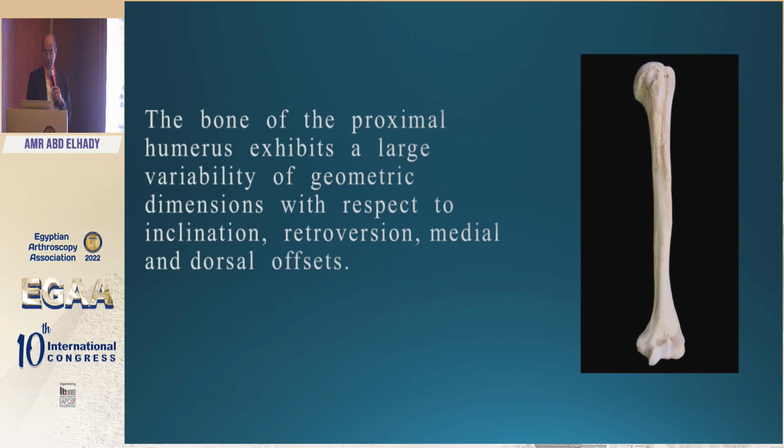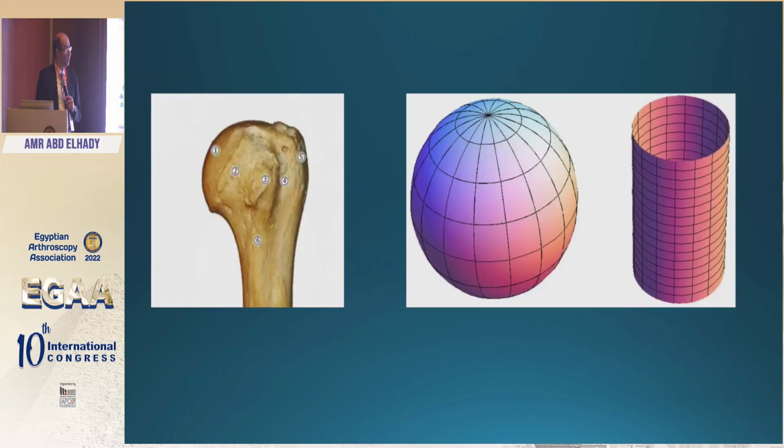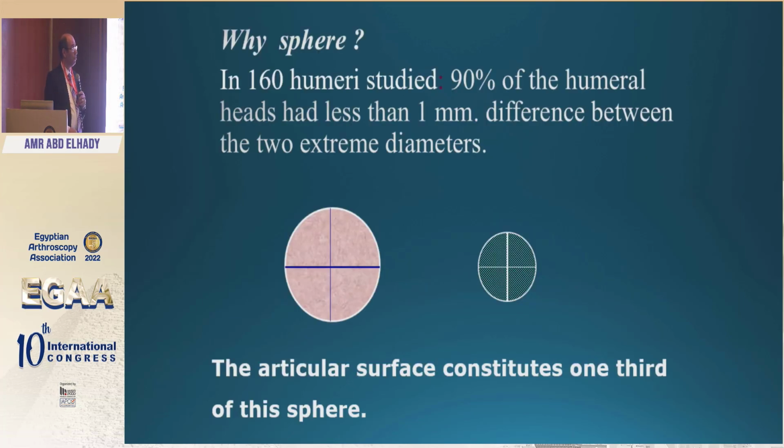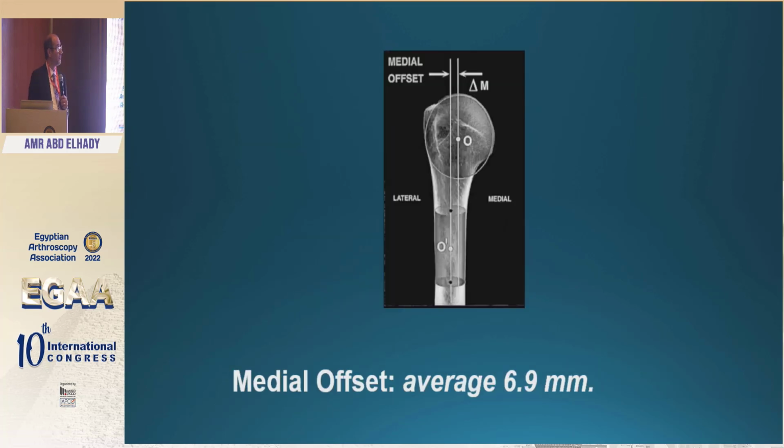The bone of the proximal humerus exhibits a large variability in geometric dimensions with respect to inclination, retroversion, and medial and dorsal offset. If you consider the proximal humeral part as a ball over a cylinder, why a ball or sphere? In 106 MRI studies, 90% of the humeral heads had less than 1 millimeter difference between the two extreme diameters. So the articular surface constitutes about 1/3 of this sphere.